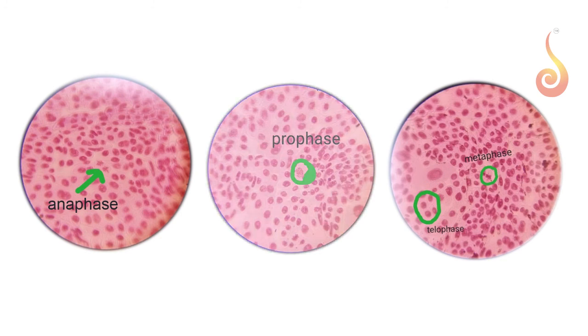So you could show any one stage and draw the diagram of the particular stage. The experiment gets completed when you show the stage to the examiner. Slide preparation carries 3 marks and the stage diagram carries 2 marks.